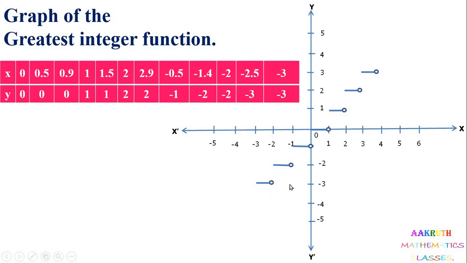And this graph is in the shape of steps, and this function is also called the step function. So the greatest integer function is also called the step function, and all these points are not included. For x equal to 0, y is 0. For x equal to 1, y value is 1. For x equal to 2, y value is 2. For x equal to 3, y value is 3. So the graph of the greatest integer function is like this.